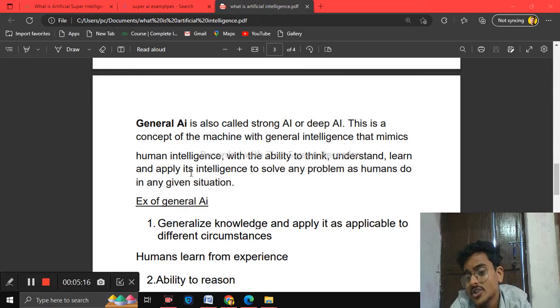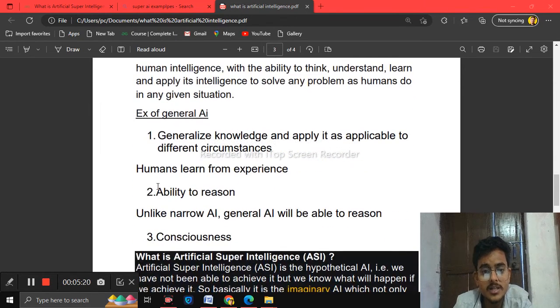This is general AI. Okay guys, let's move ahead and understand some examples of general AI. Generalize knowledge and apply it as applicable to different circumstances. You have different circumstances and you have to deal with these circumstances. Okay guys, and the second example is ability to reason. You should have the ability to reason: what, why does it happen, what is going to happen.